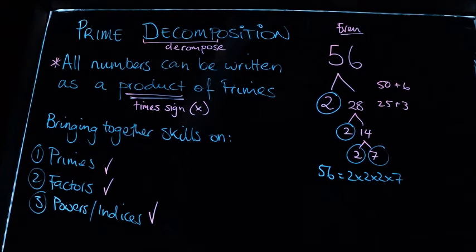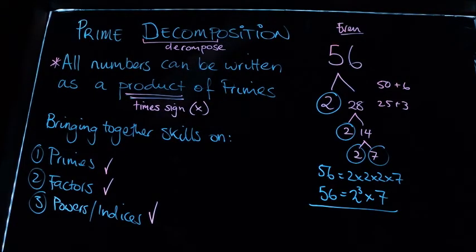And then do the tidy up work. This is a tidy up step. We can use our index laws here, and we can write this as 2 to the power of 3 times 7. Okay, so that's what our final answer looks like, and that's kind of how I want you to set out the work.